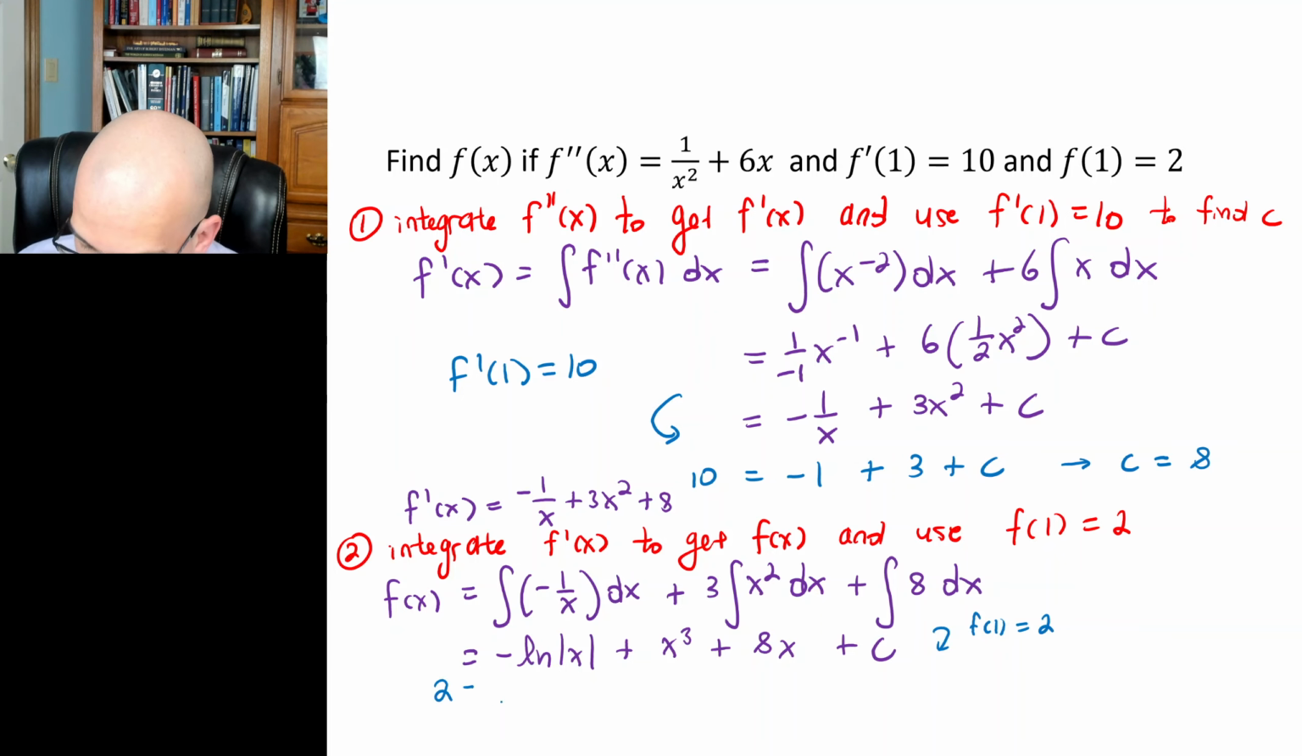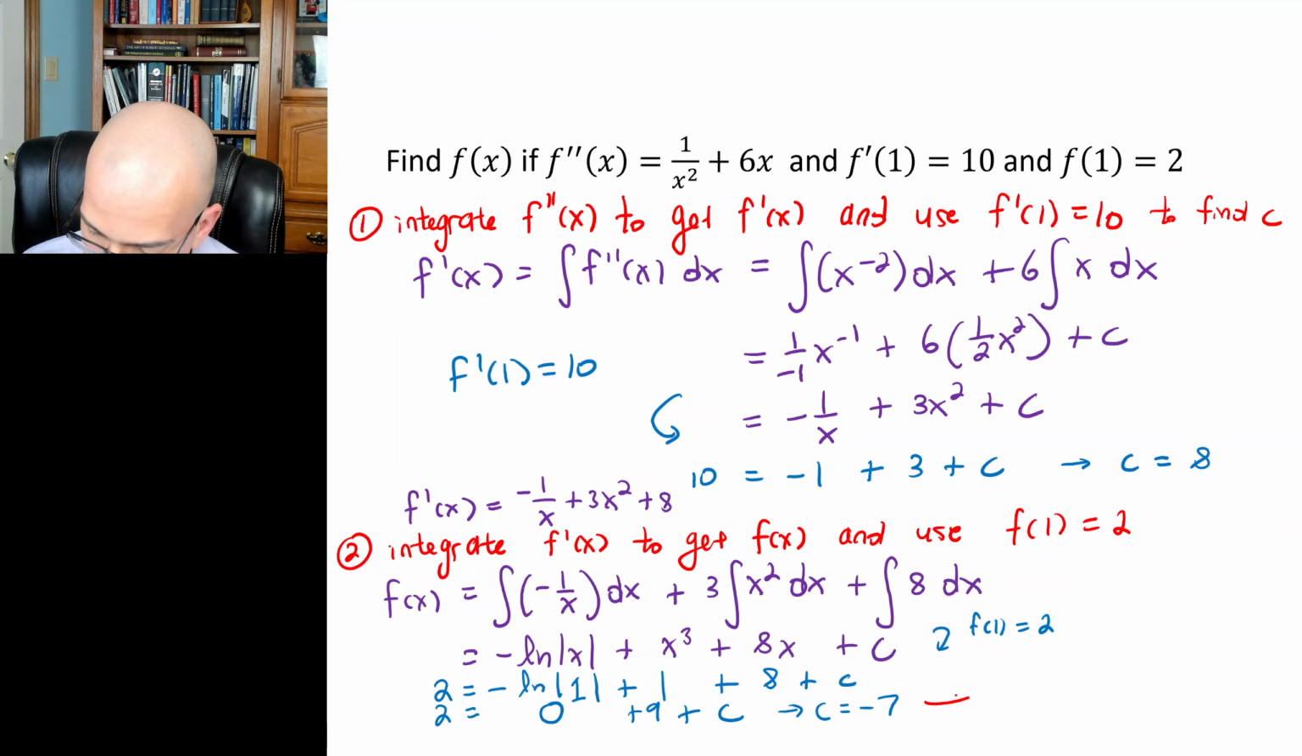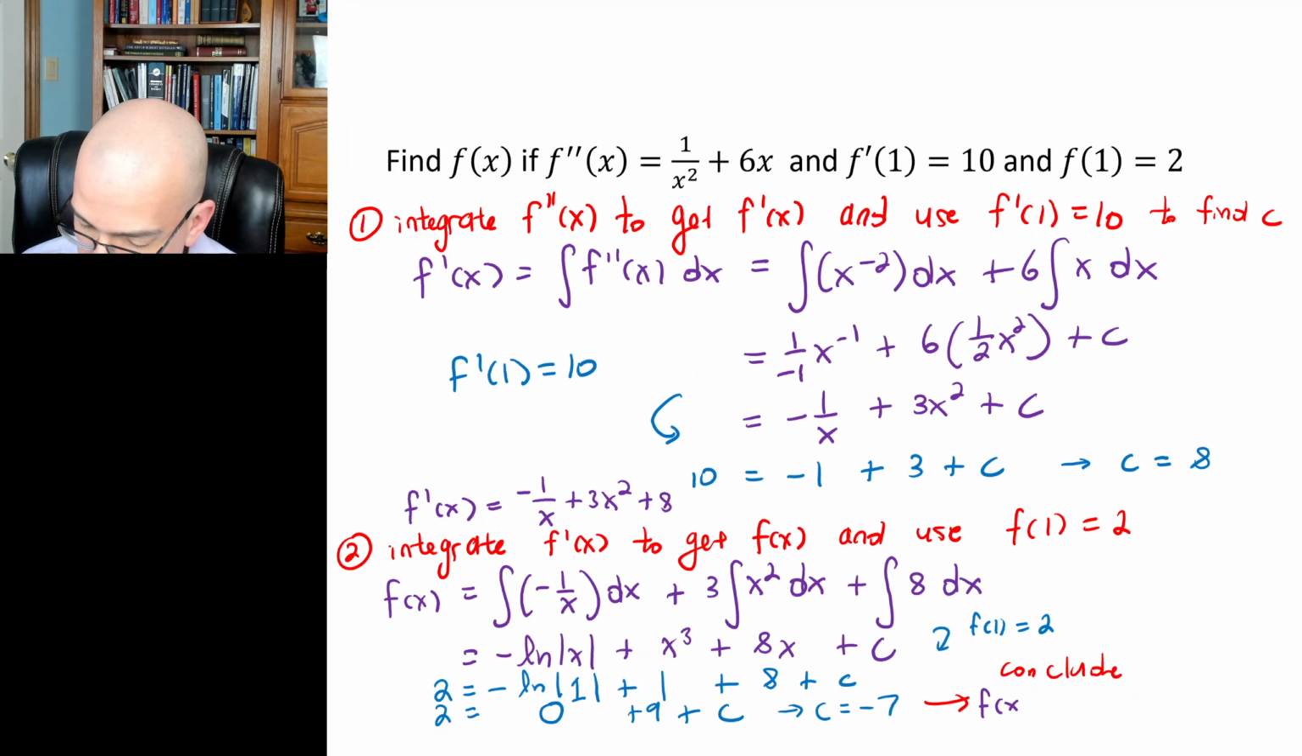So we have 2 is equal to negative ln absolute value of 1 plus 1 plus 8 plus c. So 2 is equal to 0, ln of 1 is 0, plus 9 plus c. That means c is negative 7. And we can conclude what our function is, what our particular solution is. F of x is equal to negative ln absolute value of x plus x cubed plus 8x plus c.